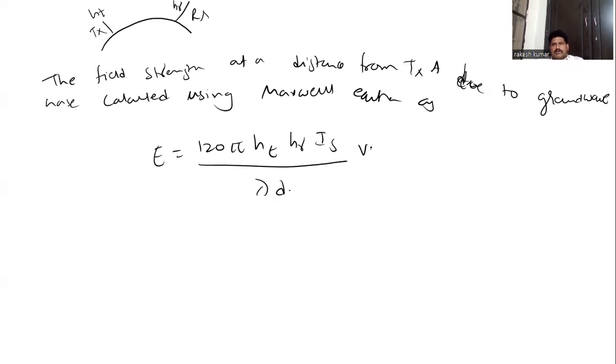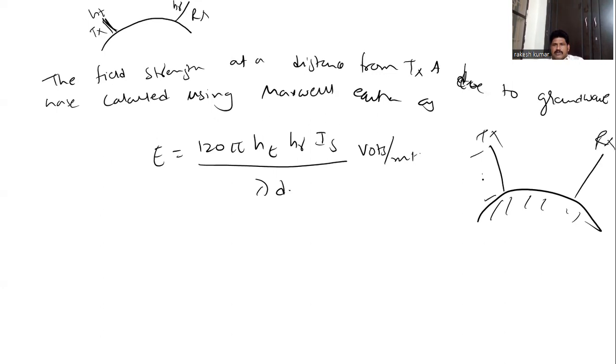What are the units? Volts. For example, this is my earth surface, this is my transmitting antenna, and this is my receiving antenna. HT indicates the height of the transmitting antenna. HR indicates the height of the receiving antenna. And D is the separation distance between the transmitting antenna and the receiving antenna.